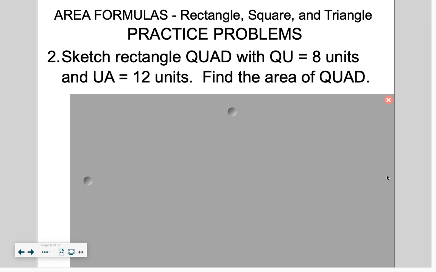This one's dealing with a rectangle, calling it rectangle QUAD. It's advising that you sketch it, so I'm hoping you do make a drawing. Again, don't worry about how perfect it is. It's just a sketch. Let's go ahead and sketch it and label it properly, and let's see what it looks like.